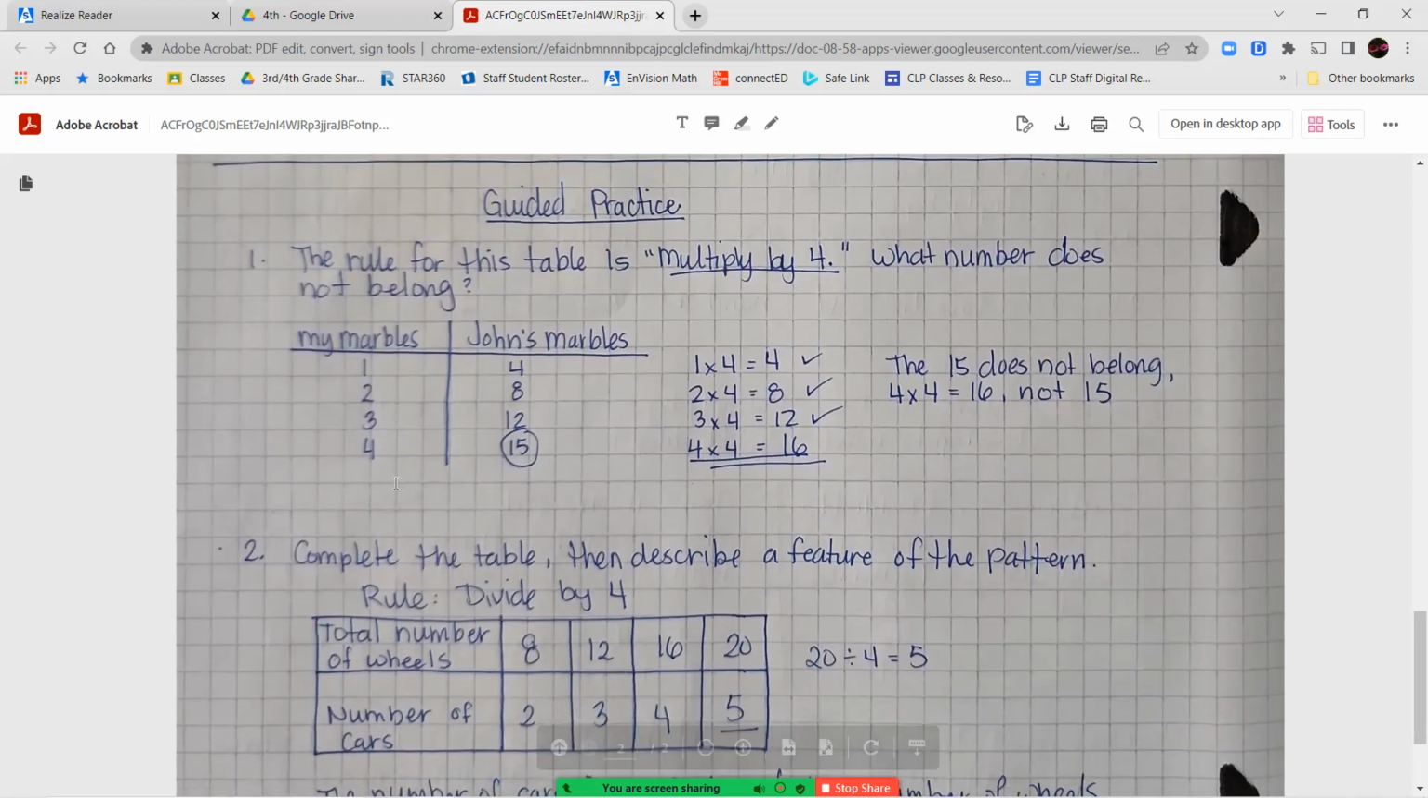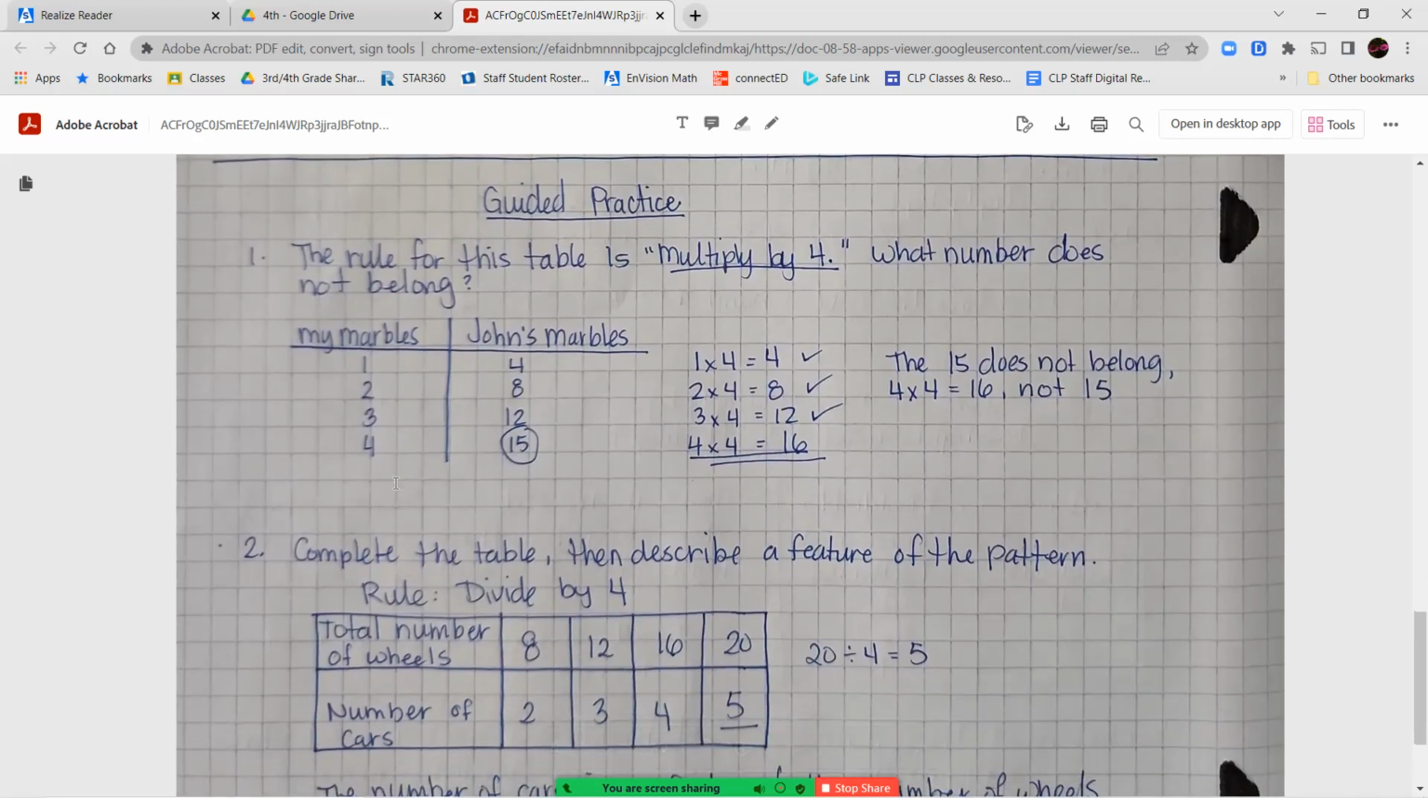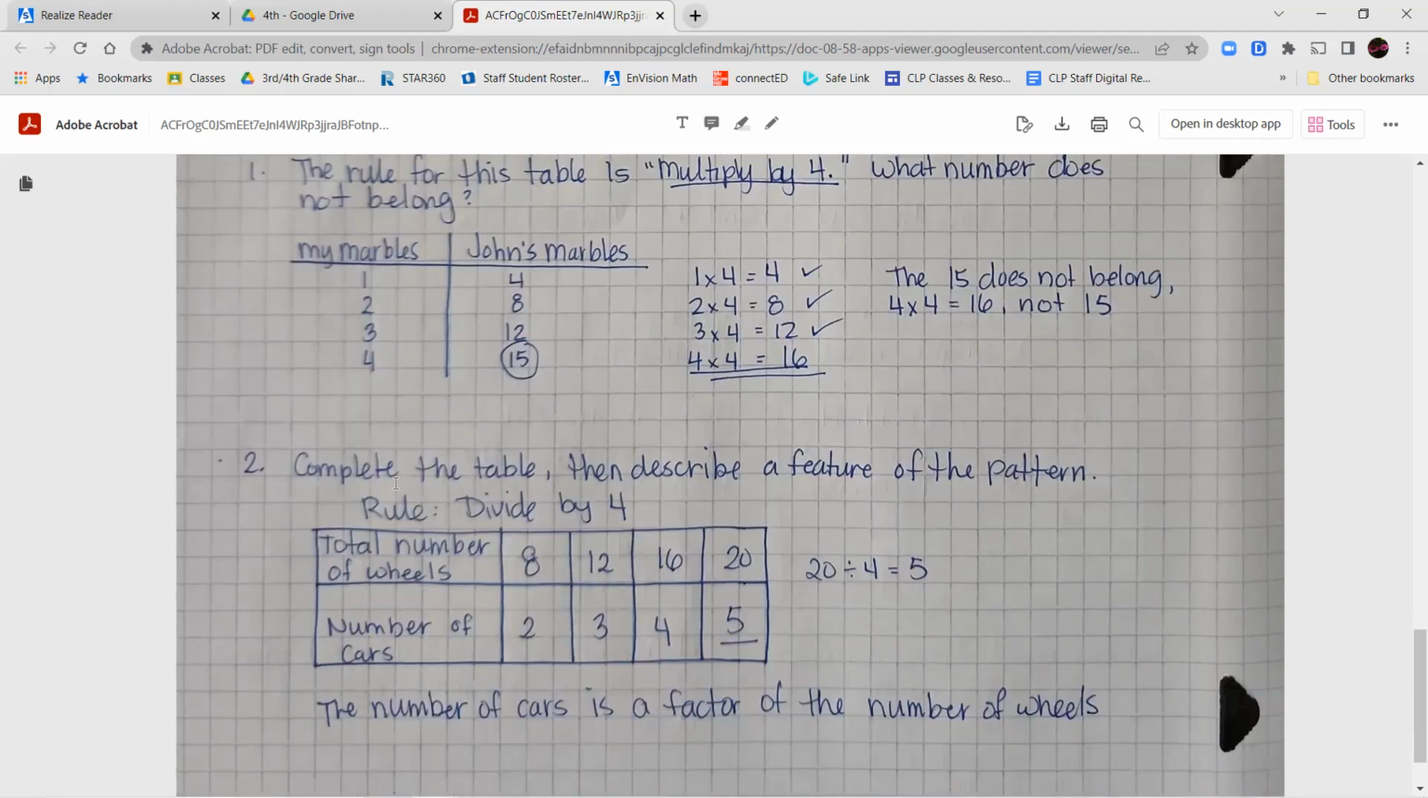Next, let's take a look at our guided practice. So it says the rule for the table is multiply by 4. What number does not belong? So we need to try all of these numbers. 1 times 4 equals 4, 2 times 4 equals 8, 3 times 4 equals 12, but 4 times 4 does not equal 15. 4 times 4 actually equals 16. So the 15 is the number here that does not belong.